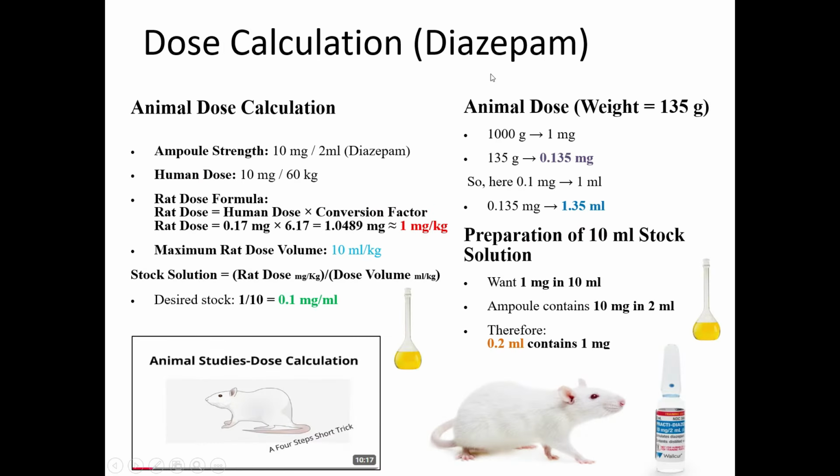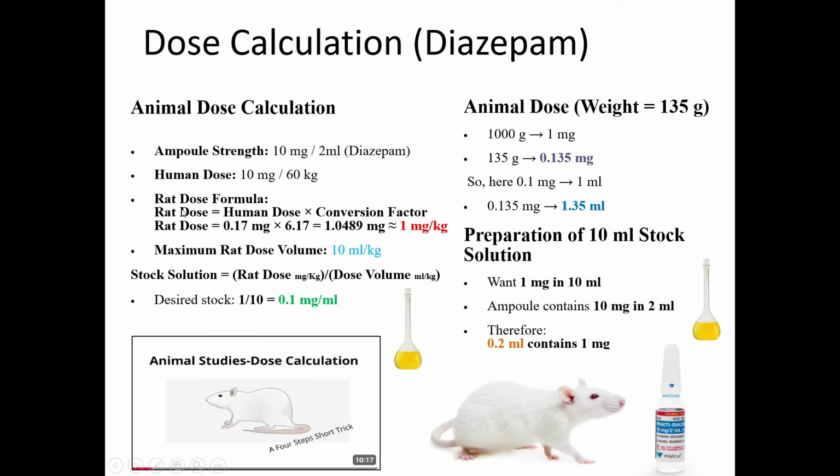So now we have to calculate the dose. How can we calculate the dose? We have ready animals and we have ready instruments, so first of all we have to calculate the dose. Suppose we have one ampoule that contains 10 mg per 2 ml of diazepam. This dose is used for humans, so from the human dose we have to calculate the rat dose.